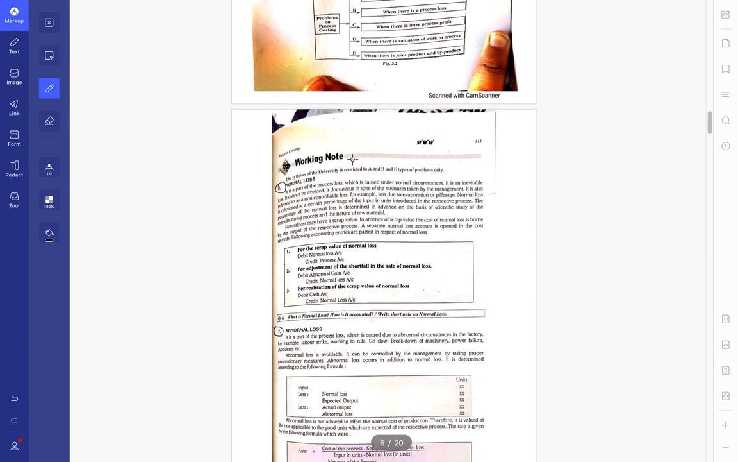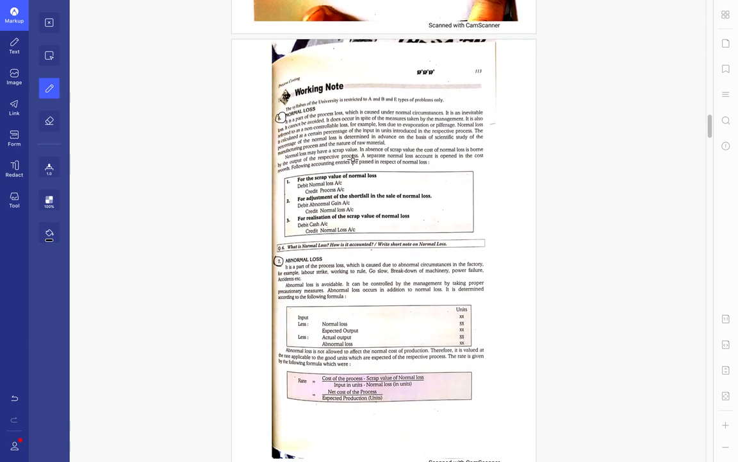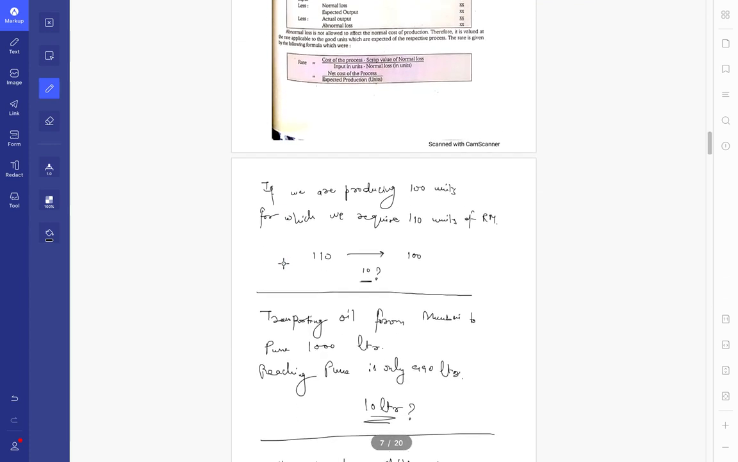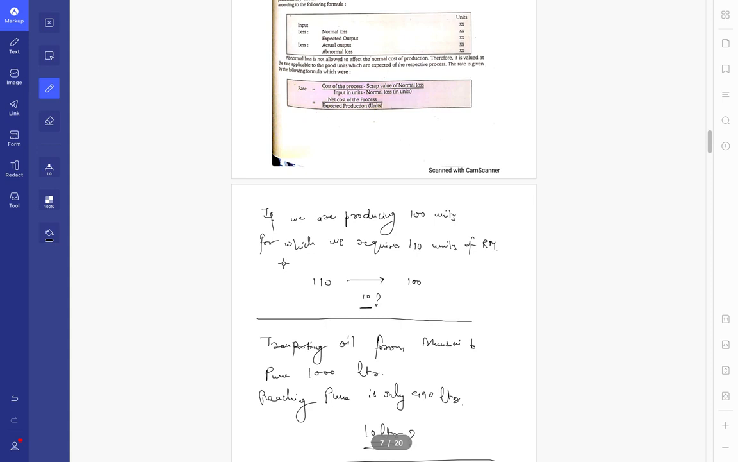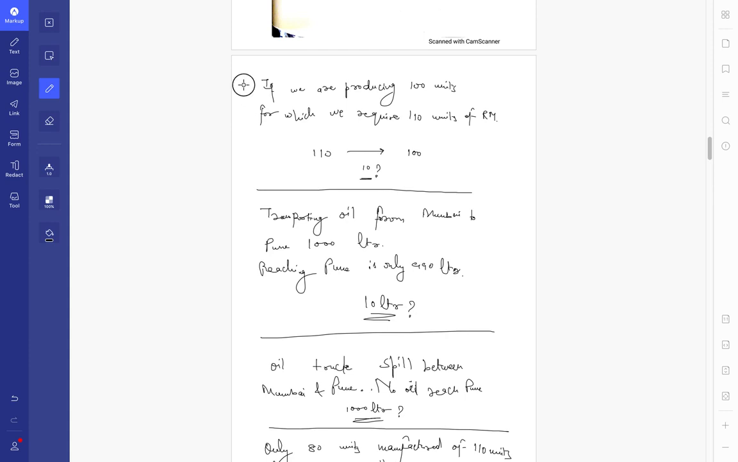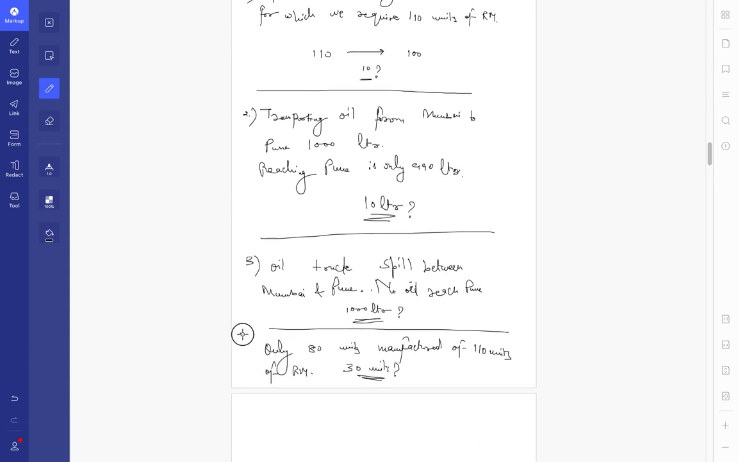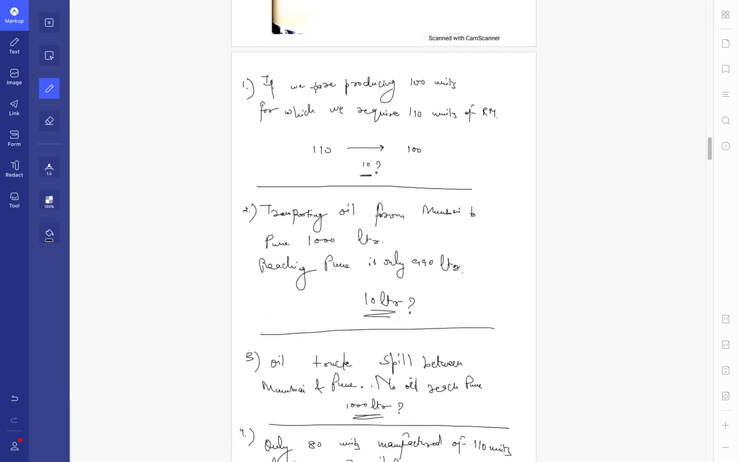Moving on to our next part, and now the important part of the chapter starts: normal loss, abnormal loss, and lastly abnormal gain. But before that, we'll just get done with these two topics: normal loss and abnormal loss. I have 4 examples for you written here. So the first one is, if we are producing 100 units for which we require 110 units of raw material. Let's say we are supposed to produce 100 units, and for that we know that we require 110 units.